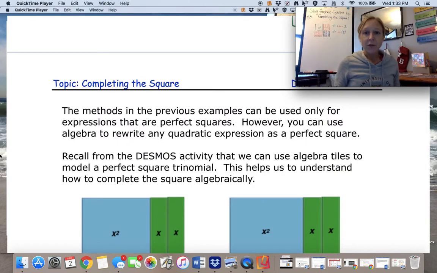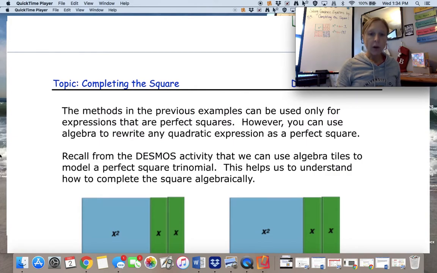Okay, so those methods we used in video 1 can only be used when the expression that we have is a perfect square. So when we have an x squared on the left, or a perfect square such as an (x plus 3) quantity squared on the left. However, we can use this skill called completing the square to create a perfect square trinomial, which can then be factored into a perfect square in order to use this method to solve some quadratic equations.